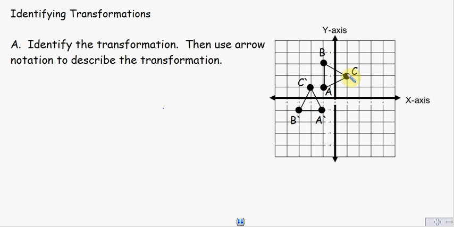So I'm going to come over here to my image. This is the pre-image here. ABC is the pre-image, and then A prime, B prime, C prime is the image itself. So we have the pre-image here, and then the image here. How did this change? How did we go from ABC to A prime, B prime, C prime? How did we get from here to there?